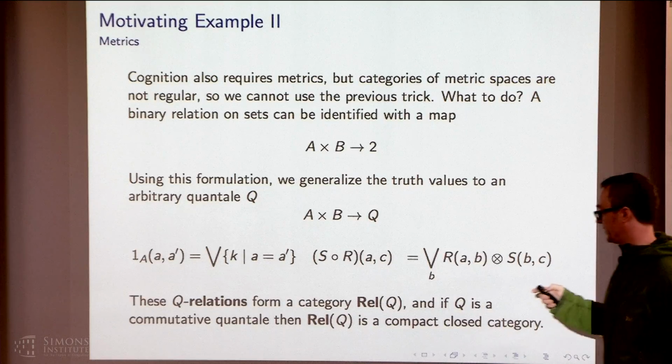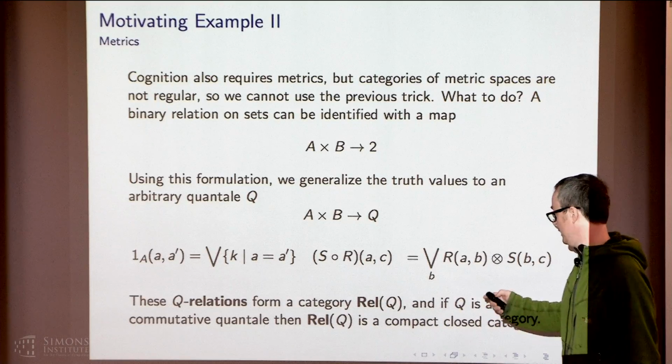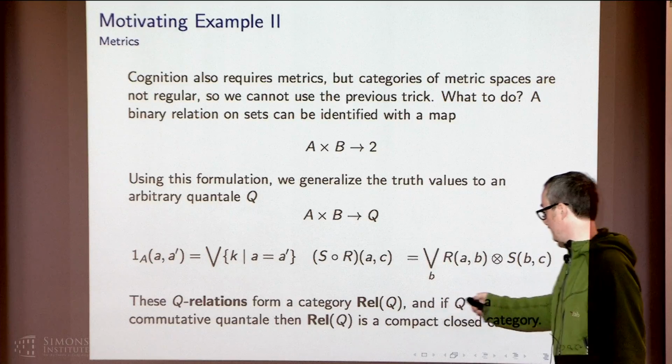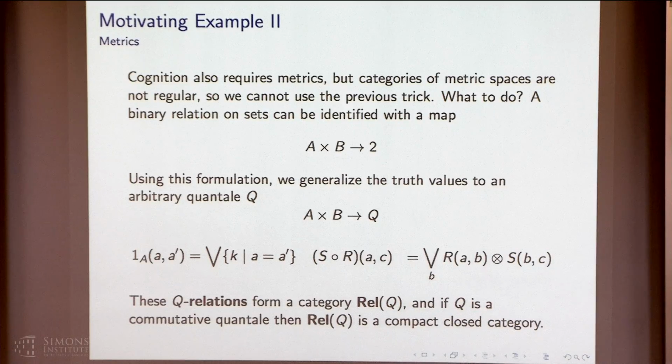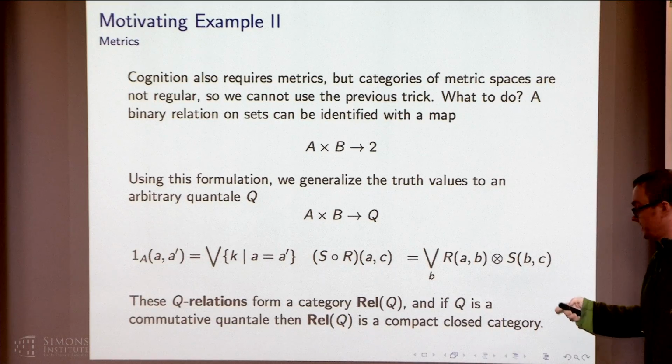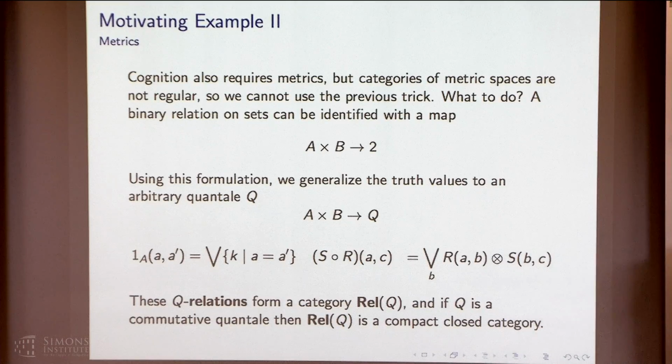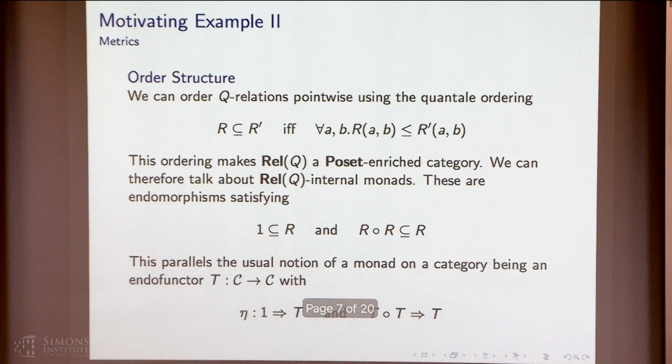And we'll call these things Q relations for lack of a better name. And these guys form a category in a straightforward way. And if your quantale is commutative, then this category Rel Q is a compact closed category. So we formed a compact closed category, but we haven't quite figured out how to get metrics involved yet.